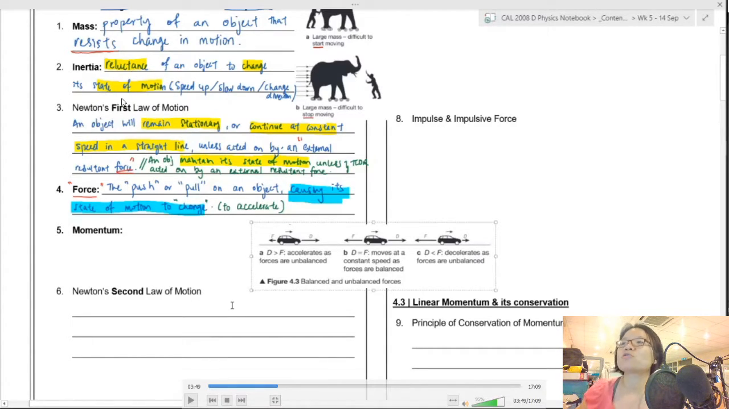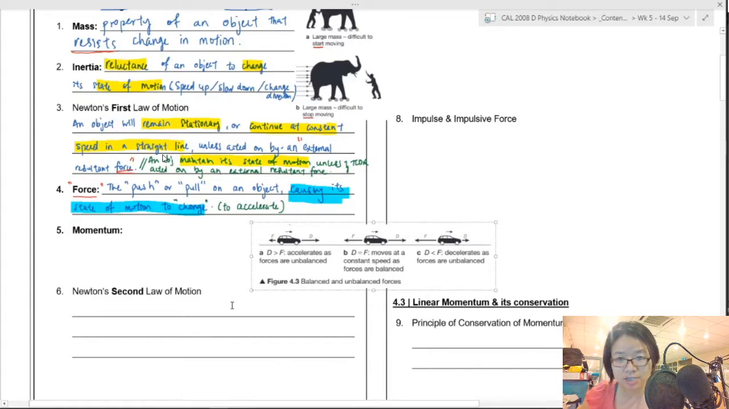Okay, we're back. So here you can see this is what I mean by changing the state of motion. If you have a net force, the motion will change. If no change, it is described with this word: inertia, the reluctance of an object to change its state of motion, remain stationary, continue at a constant speed in a straight line, etc.